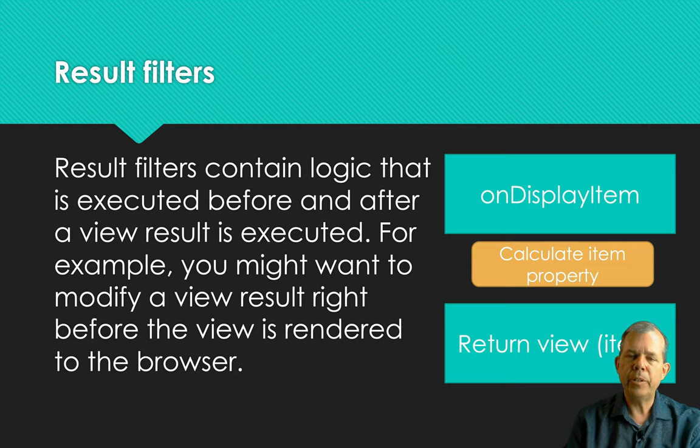And in this example, you can see there's a method called onDisplayItem. And we want to calculate some property of that item, and then just before we throw it onto the view, we've modified it in some way. So maybe we've changed a value, we've checked on taxes, we've done some kind of a tweak to the name. You can imagine anything that you could program to check for an item status before it's displayed.